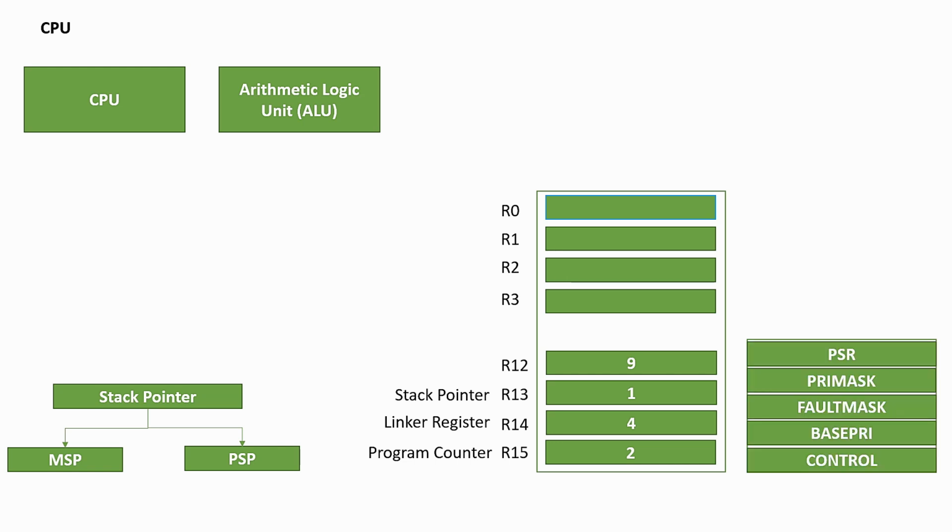And additionally we have special function registers of these, you can see on the right, and these registers are most widely useful for giving you the program status and operational details of the program. PSR is program status registers, and prime mask, fault mask and base pry or interrupt status registers, which is useful for giving you the status of interrupt and exceptions. And control register is a control register of the ARM Cortex-M processor.